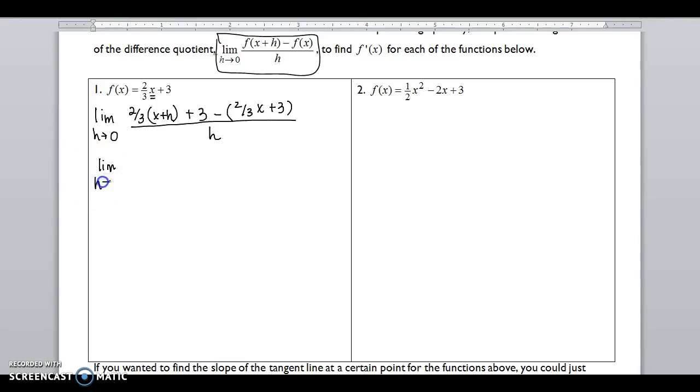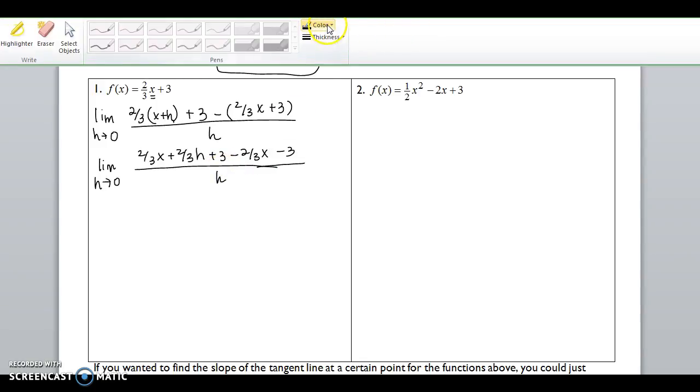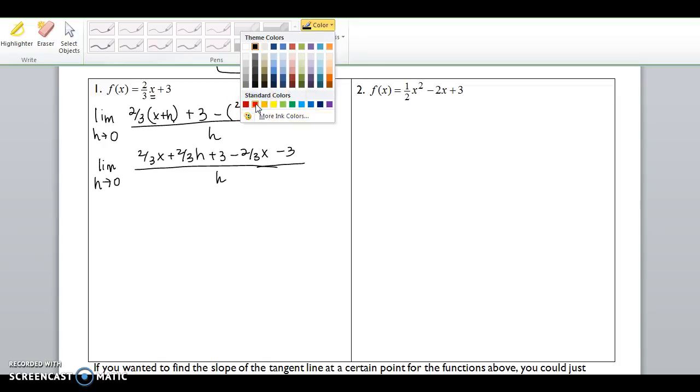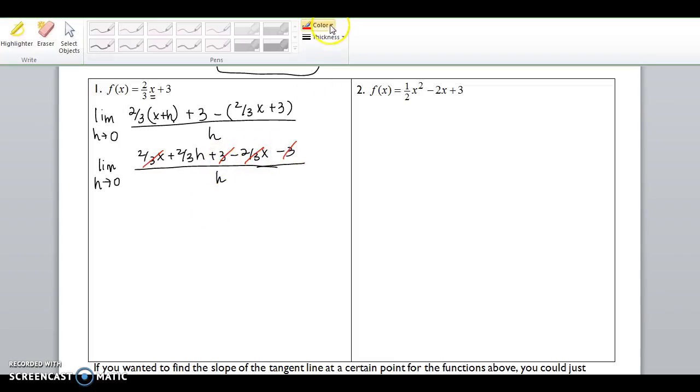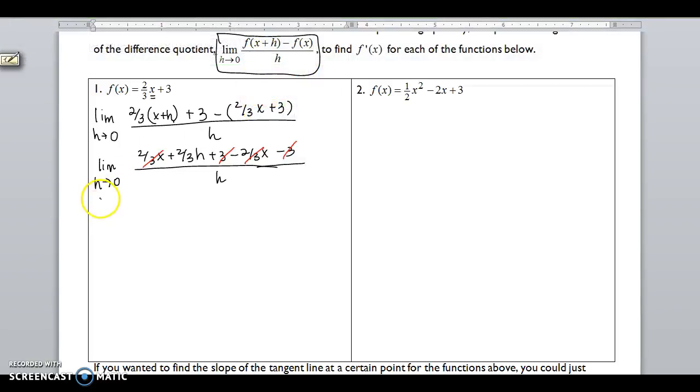Try to simplify this. We can't plug in 0 yet. We'd still get 0 over 0. So 2/3 x plus 2/3 h, just expanding that part, plus 3 minus 2/3 x minus 3 all over h. So take a look at that. What cancels out? So the 2/3 x and the minus 2/3 x, the 3 and the minus 3. So you should notice that the only term that's left in the numerator does have an h in it. It's 2/3 h divided by h.